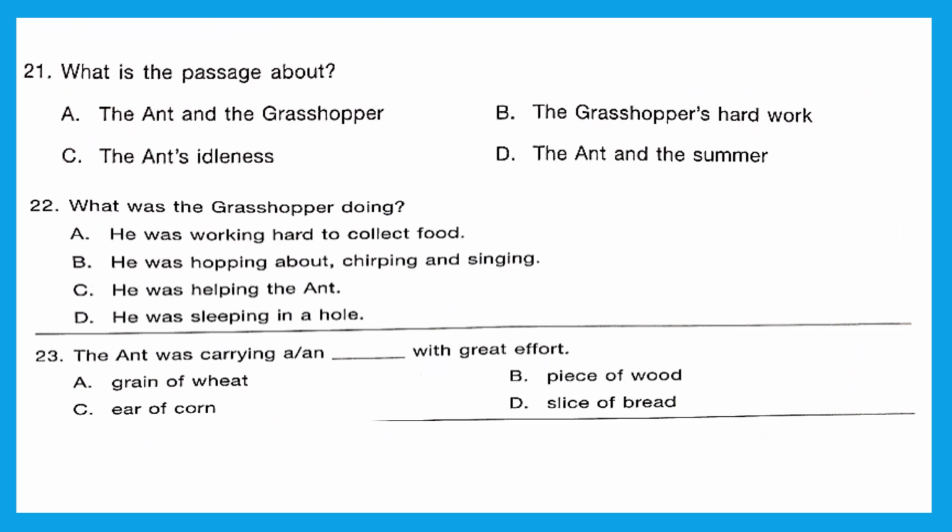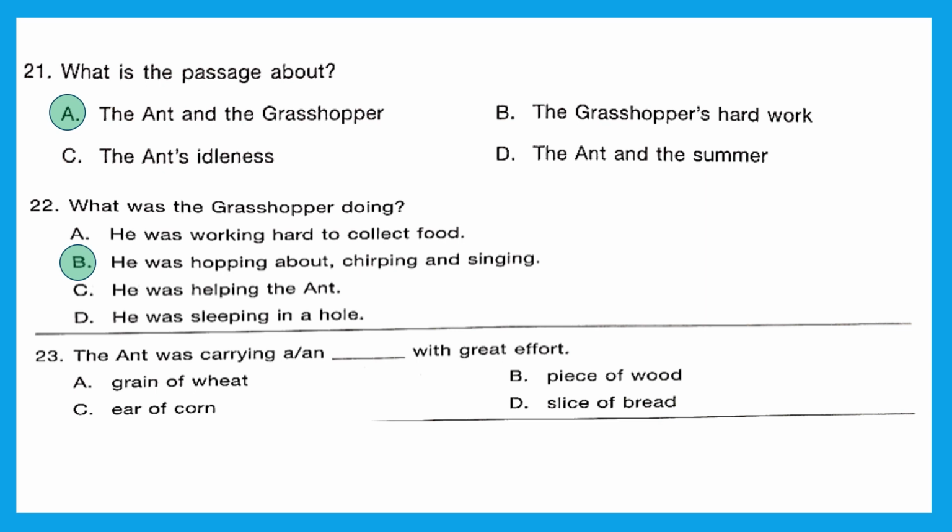Now let's solve some questions. What is the passage about? That's very easy. It is option A, the ant and the grasshopper. What was the grasshopper doing? He was working hard to collect food? No. He was hopping about, chirping and singing. That is the right answer. Option B is the right answer.